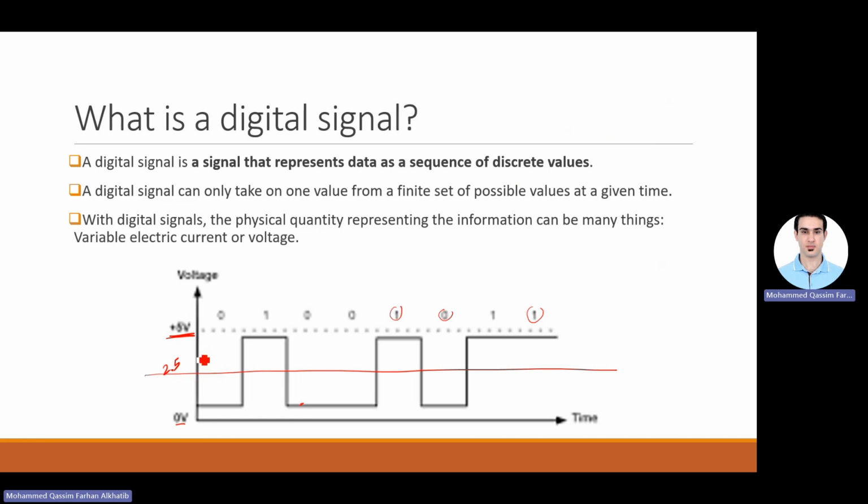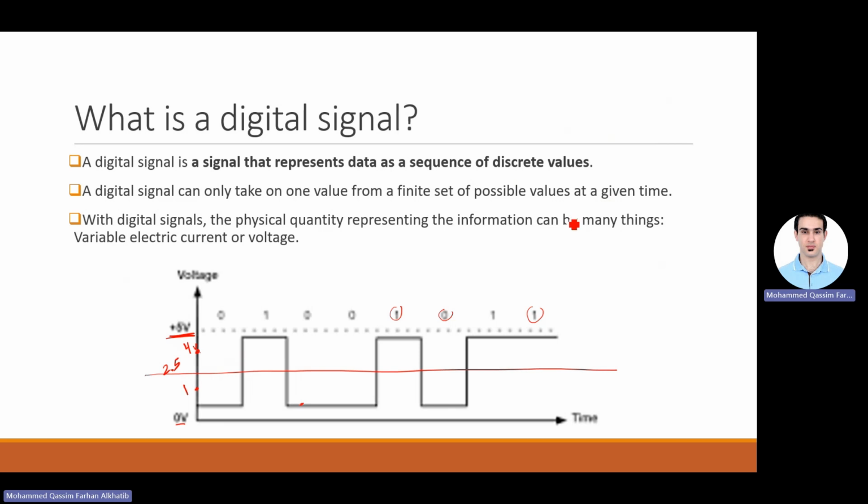If the signal is received at 4 volts, that means it's a logical 1, because it's above the threshold. If it's less than 2.5, like 1, it will be considered logical 0. So that's what we mean by zeros and ones. I'm not sending an actual value of 1; it's actually a voltage, 5 volts. This signal can take only one value from a finite set of possible values at a given time, so it could be either 0 or 1.